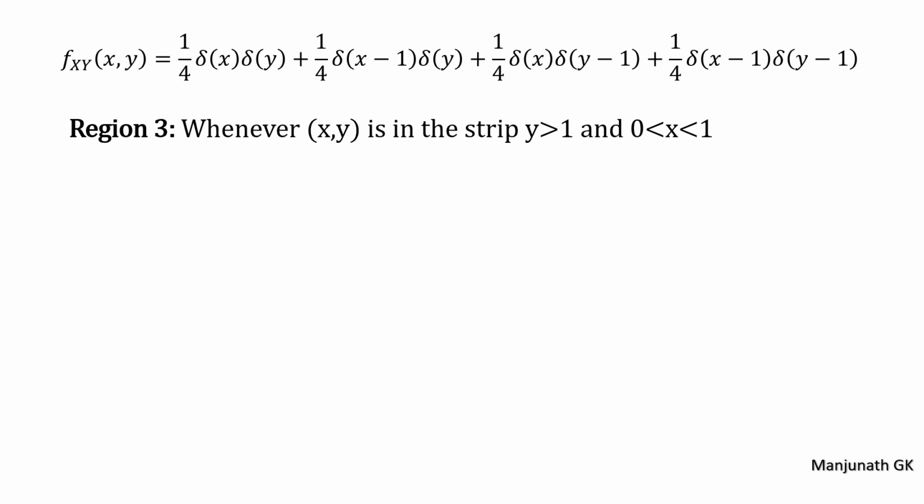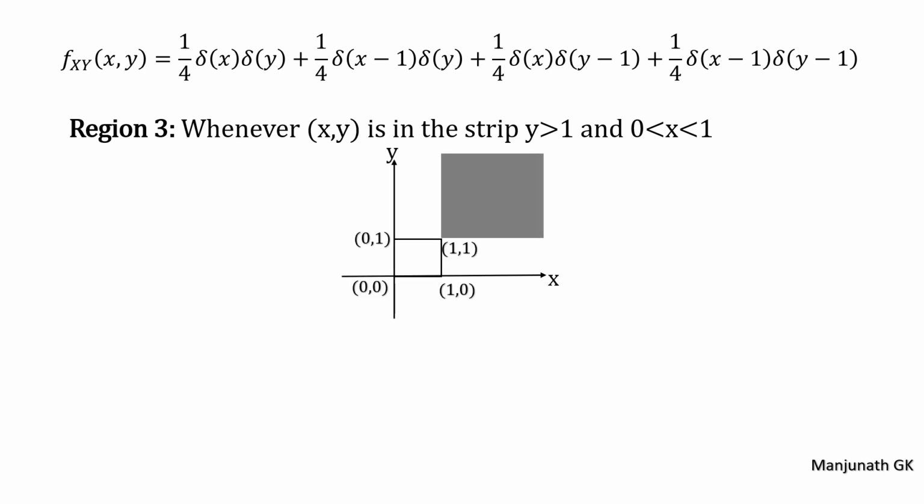Now, let us consider region number 3. It is a strip where y is greater than 1 and x is varying from 0 to 1. In this strip, out of these 4 functions, 2 will be 0. x is varying only from 0 to 1, but the second and fourth functions apply after x equals 1. After x equals 1, delta of x minus 1 will be 0. 0 multiplied with anything is 0, so the second and fourth terms will be 0 here, because we have considered the value of x varying only from 0 to 1.